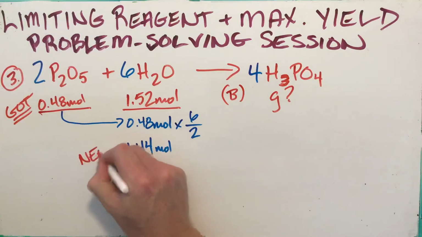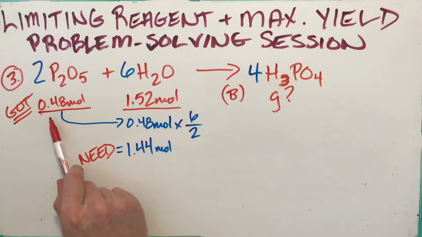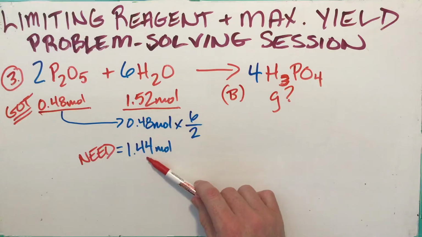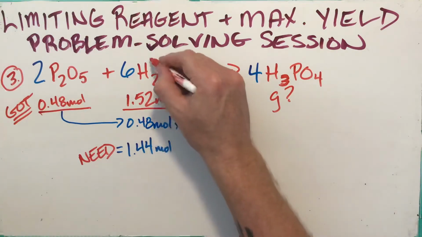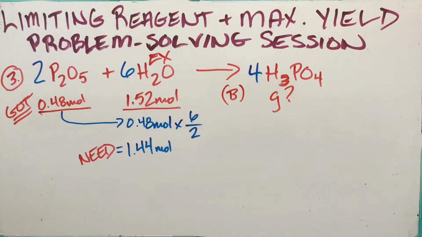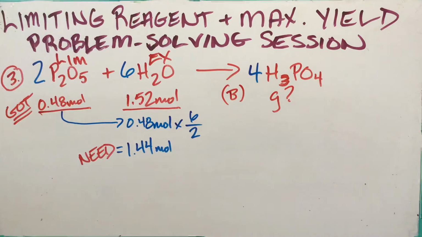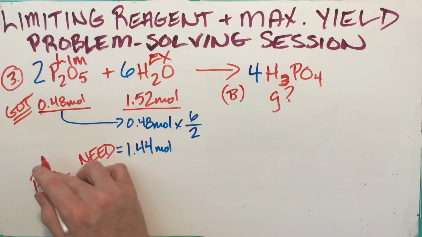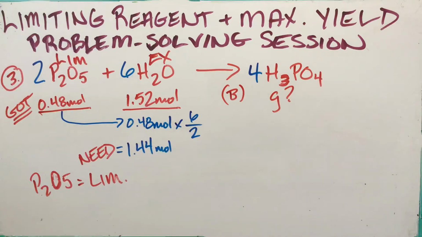This is what I need to react all of that. So let's take a look at this. I got 0.48 moles of the P2O5. To react all of that, I need 1.44 moles of water. Well, I got way more than 1.44. I have 1.52. So this is my excess reactant, and the limiting reactant or reagent is the P2O5. All right, so P2O5 is my limiting reagent.